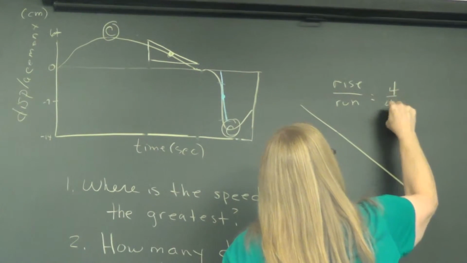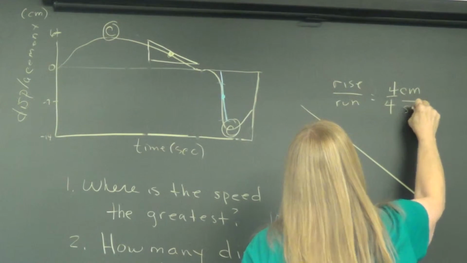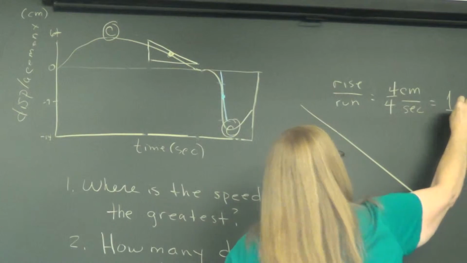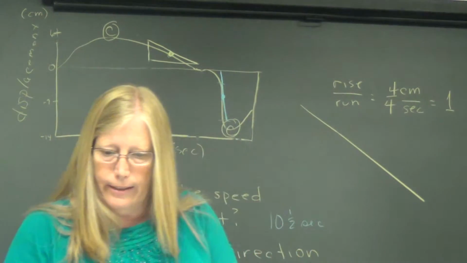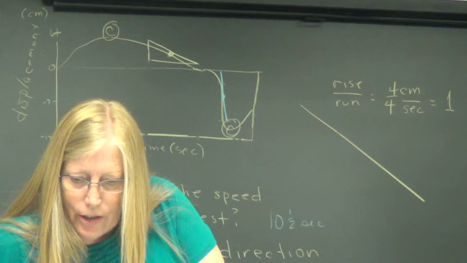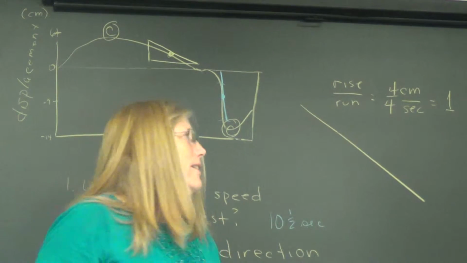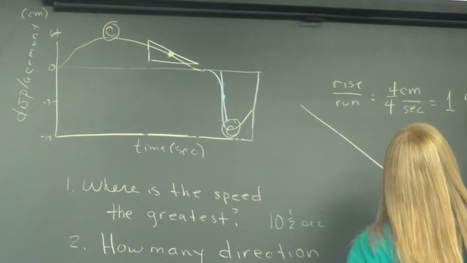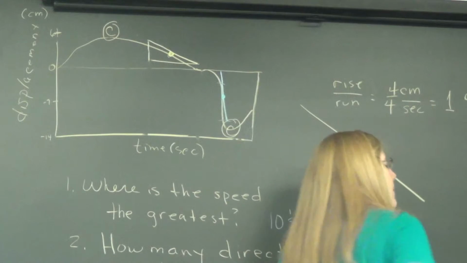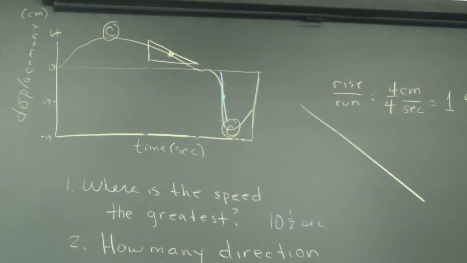Anyone get anything vastly different? So she got 4 centimeters over 4 seconds, which is 1, and what kind of precision is this chart giving us? Not much. It looks like we can only use 1 significant digit here. So we have 1 centimeter per second.